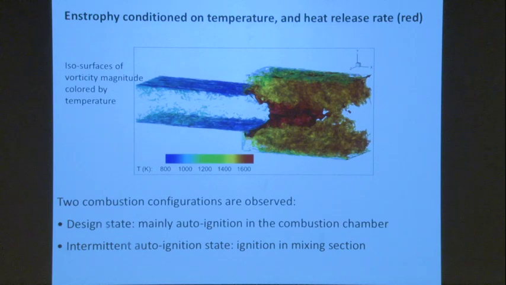And what I'll describe are two different combustion modes that we saw. We were hoping to only see the design state, which is mainly autoignition happening in the combustion chamber downstream of the mixing tube. But we also saw some intermittent autoignition happening in the mixing section upstream sporadically. And so I'll describe what we see.